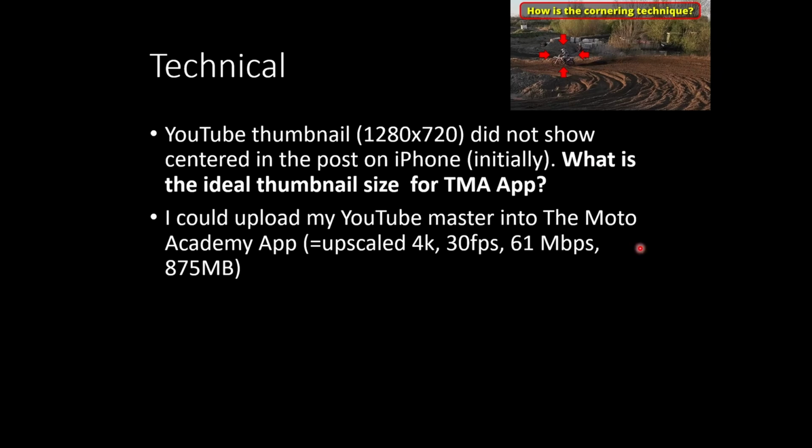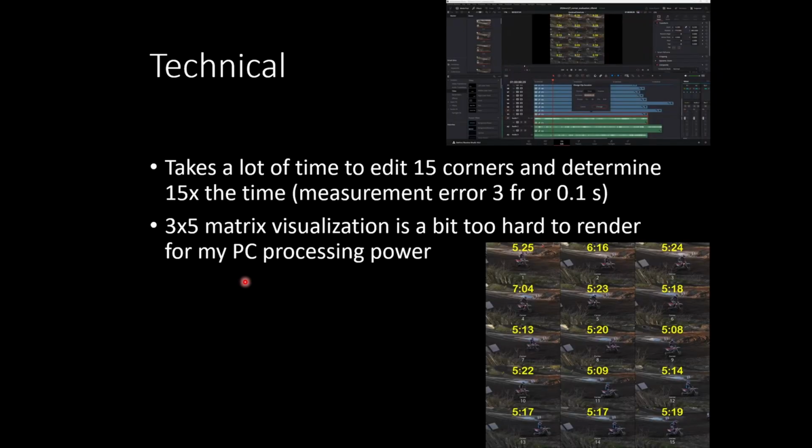In the beginning, we could not really upload big videos. I was really surprised that I could upload my YouTube master, with a total file size of 875 megabytes. In itself that's handy, because it means I only need to make one master, for the YouTube channel, and I can immediately use that in the TMA app.